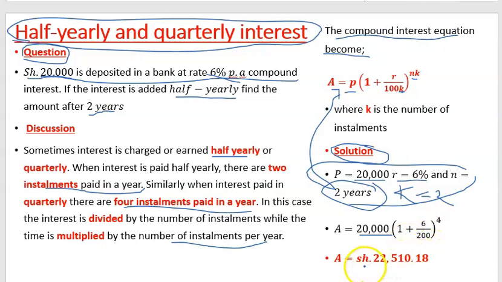Then working this out, we get that the amount after 2 years compounded half yearly is 22,510 shillings and 18 cents. And I believe anytime you meet such questions, that is the clear procedure that you follow so that you can solve the question in an easy and simpler way.